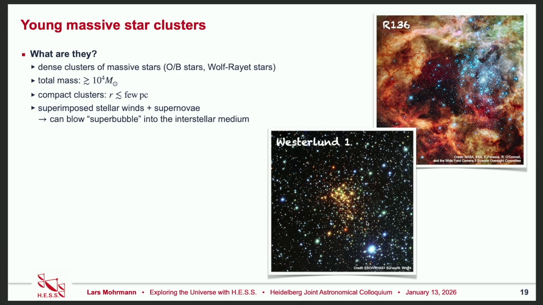And those massive stars have very strong winds. You can have supernovae. And then what you get is a collective wind from such a star cluster, which can blow what we call a superbubble into the interstellar medium. There's two very well-known star clusters shown here, H.E.S.S. and R136, and I'll come back to these later.